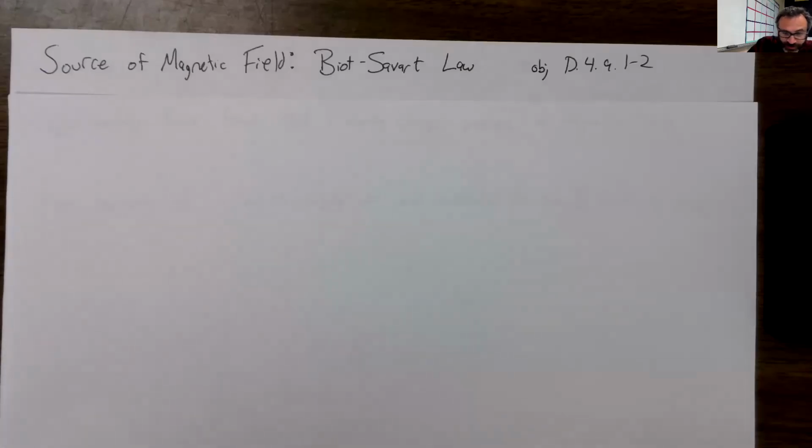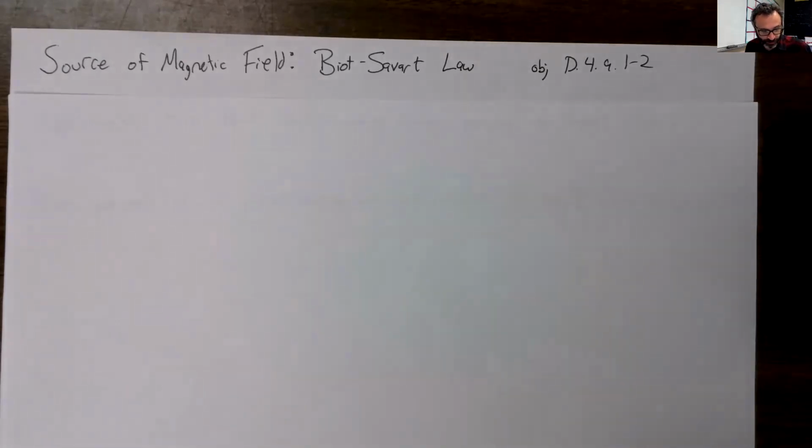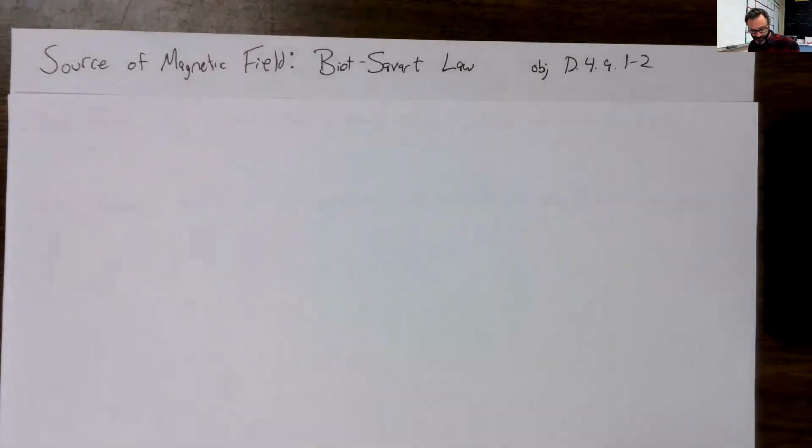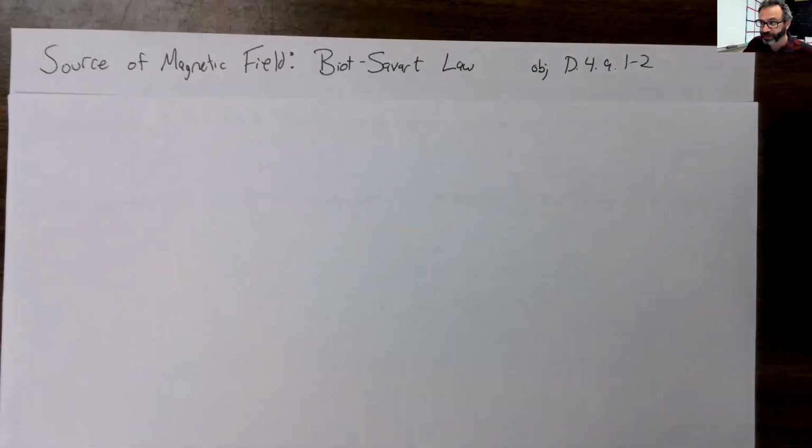All right, today's lecture is on the Biot-Savart Law, which is where magnetic fields come from. It describes how a small piece of moving charge produces a magnetic field at a given point. All right, and we're not going to use the Biot-Savart Law that much by itself, but it's the basis.